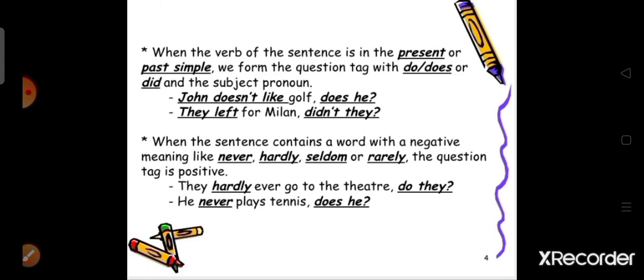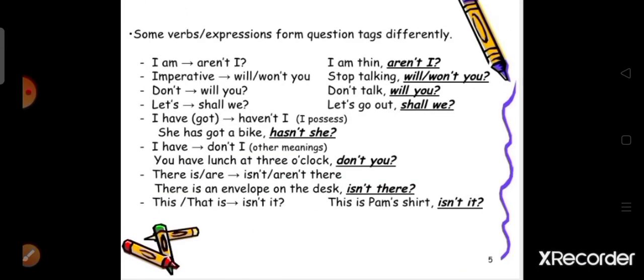Didn't they? Okay. Next. When the sentence contains a word with a negative meaning like never, hardly, seldom or rarely, the question tag is positive. They hardly ever go to the theatre, do they? He never plays tennis, does he? For the next, some verb expressions form question tags differently. I'm thin, aren't I?